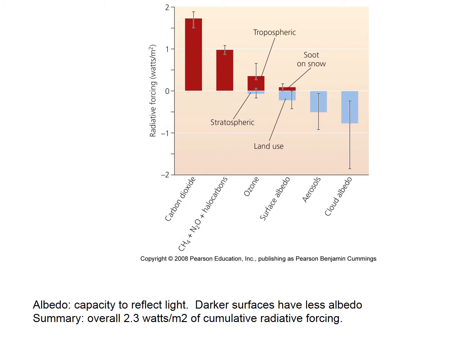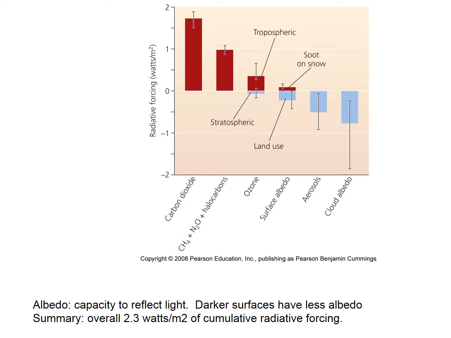All right. Surface albedo. So we didn't talk about this, but albedo is the capacity to reflect light. So darker surfaces have less albedo. So think about glaciers. They're snow covered, right? Ice. So they reflect light from the sun. Light surfaces are going to take up less heat. So they're going to have more albedo.